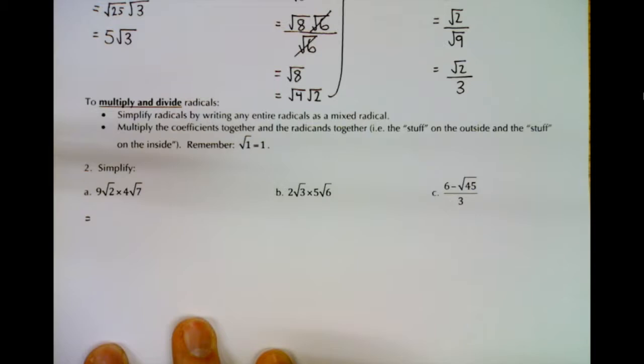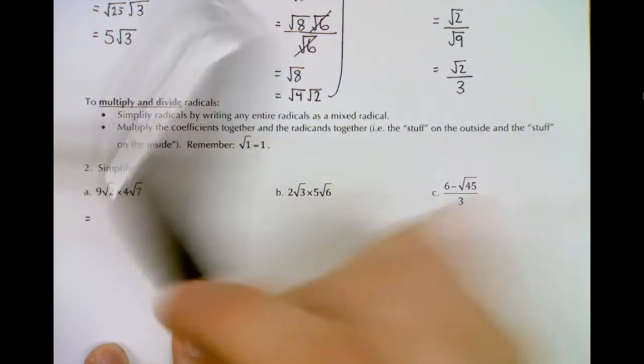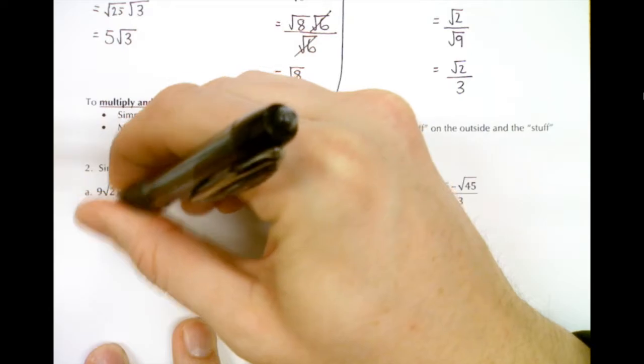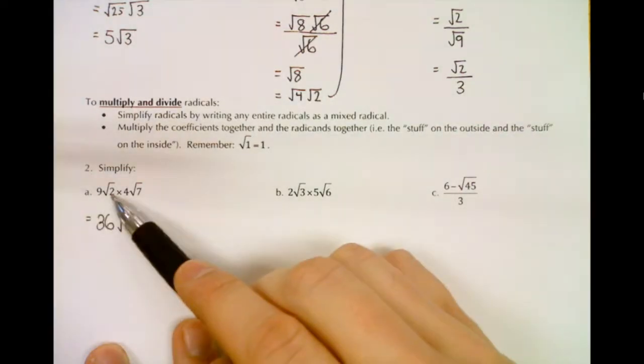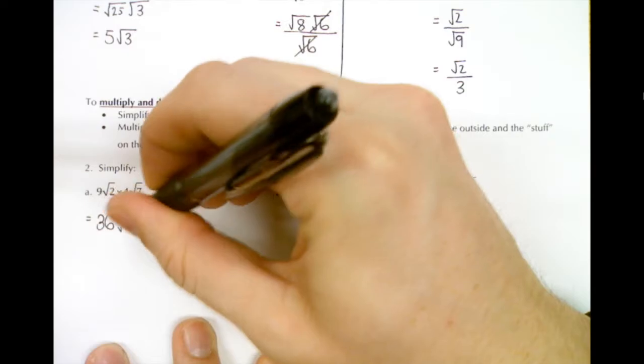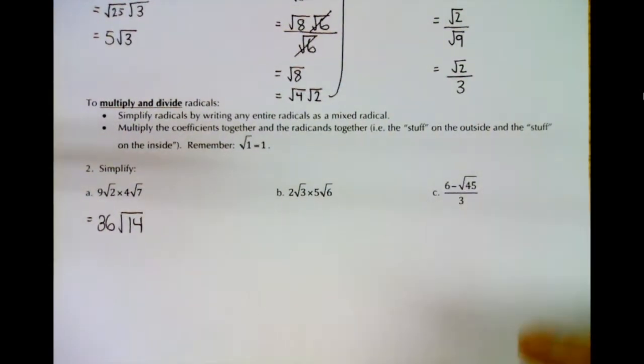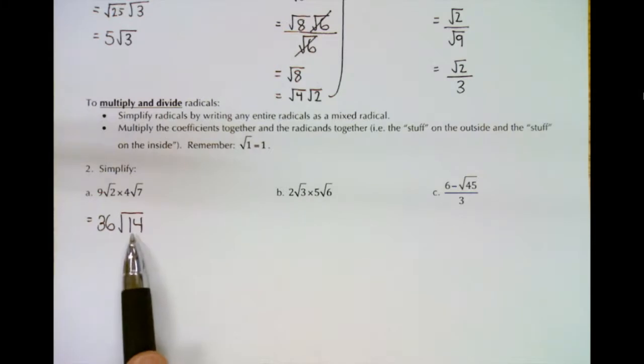So start by multiplying the stuff on the outside. 9 and 4. 9 times 4 is 36. And then we have our radical. And then we multiply the stuff inside the radical. 2 and 7 is 14. And now we look to see if we can simplify the radical. Can we split 14 into two factors, one of which is a perfect square? Well, the only factors of 14 are 1 and 14, and 2 and 7, and the only one of those that's a perfect square is 1, but taking the square root of 1 just gives you 1, so it doesn't actually change anything. So that's as simple as this one gets.